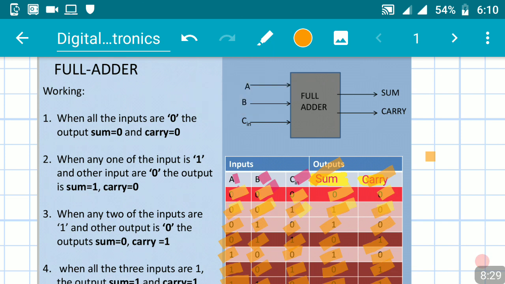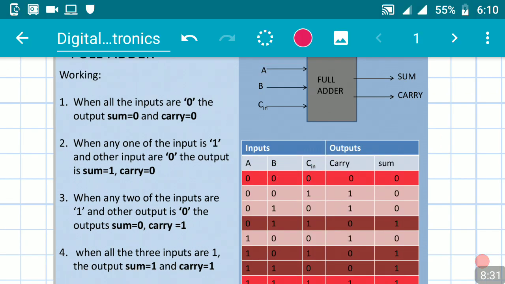Sir, how did we write this answer? Very simple. What are we going to consider here? First point: when all the three inputs are 0, the output sum is equal to 0 and carry is equal to 0. So when all inputs are 0, sum is 0, carry is also 0.